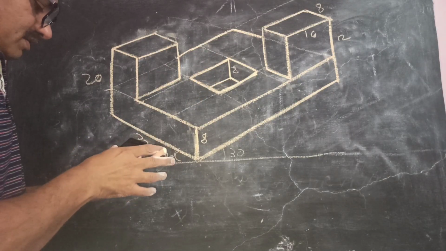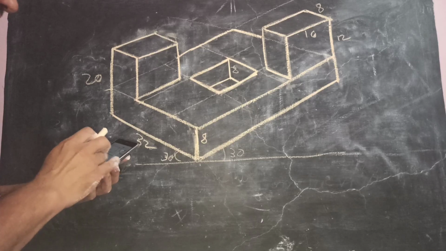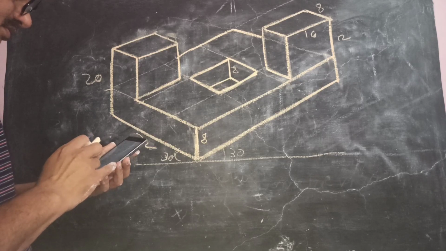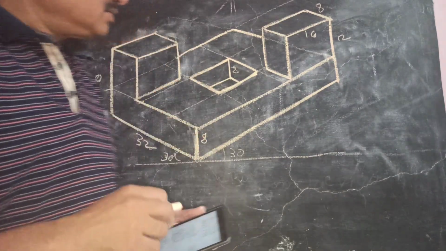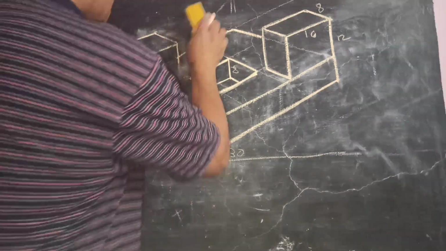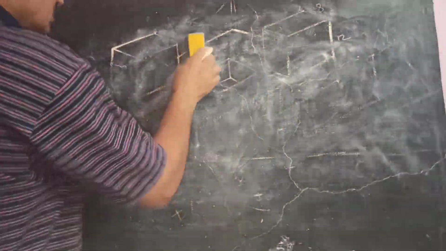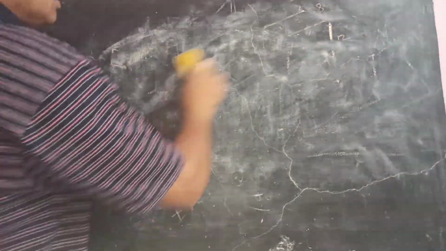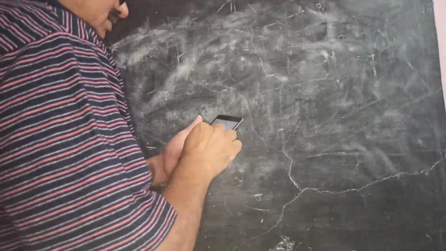We can see another problem in the from this particular, this I will erase, and then we'll see another problem on isometry. So we can have this problem here.